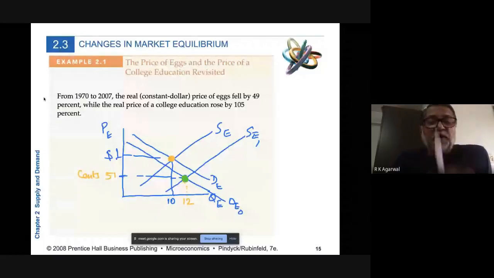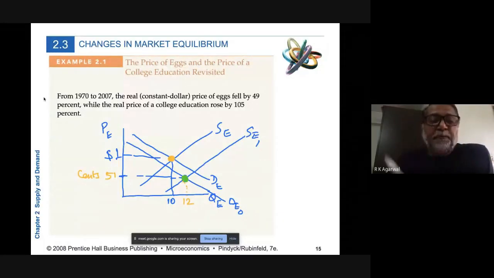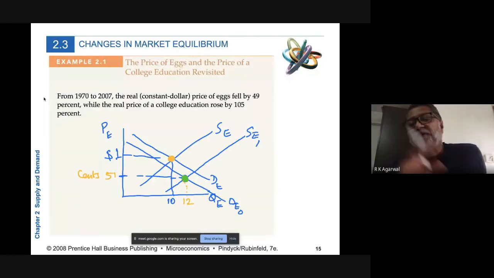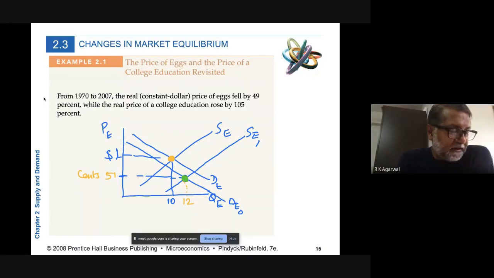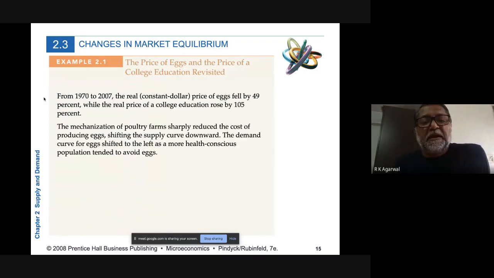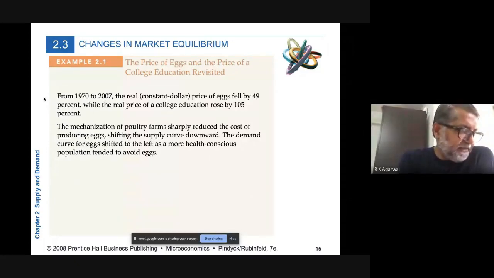So, if we go through the remaining part of the particular slide, you will get a sense of why the demand curve may have shifted to its left and why the supply curve may have shifted to its right. So, let us see what is written here. This is an explanation of the increase in the supply, that is, shift in the supply curve to its right. Mechanization of poultry farms sharply reduced the cost of producing eggs, shifting the supply curve downwards. Downwards means rightwards.